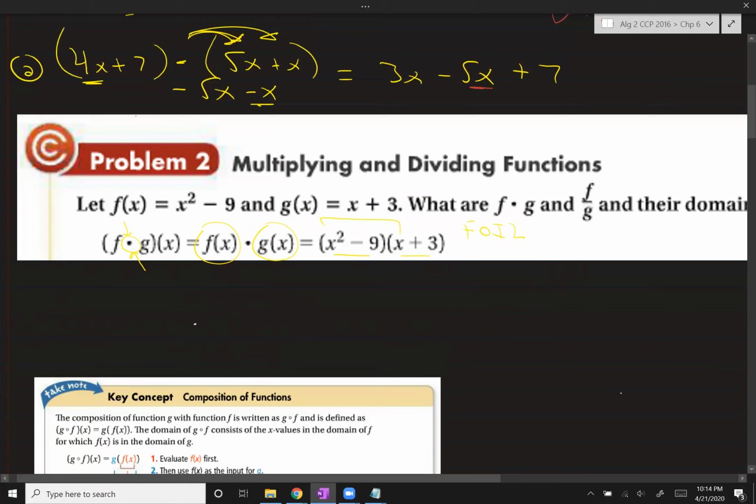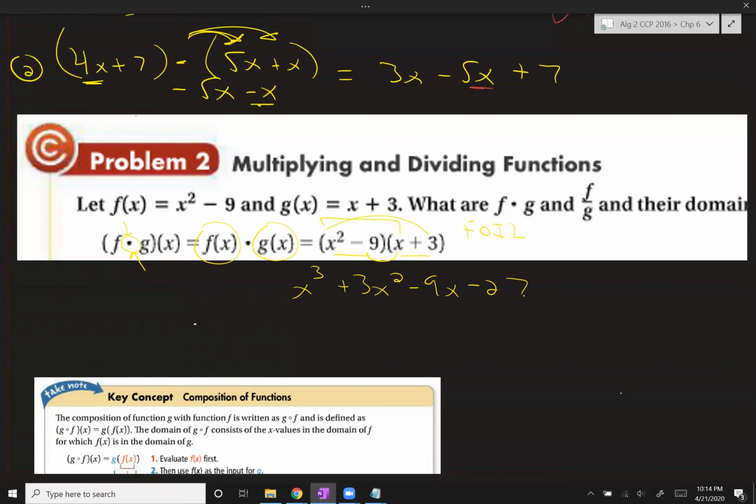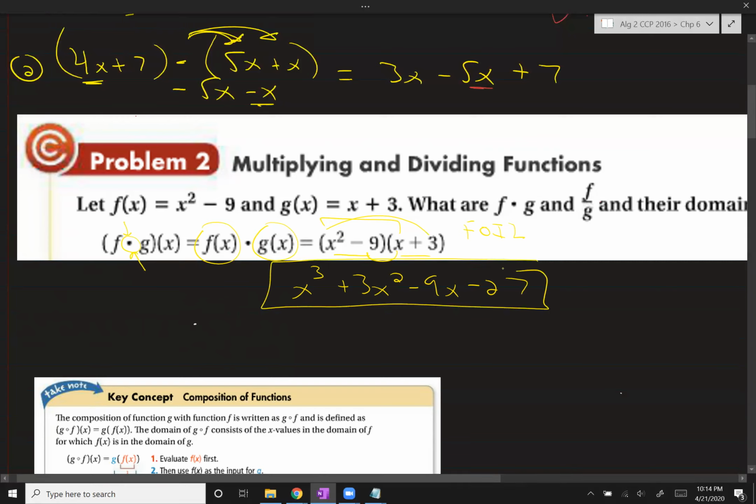Okay, so we're going to take the first, now it becomes x cubed. We're going to take the outside, which becomes 3x squared. We're going to take the inside, which becomes minus 9x, and minus 27. So this is the result of multiplying. As we take a look at the domain, we know the domain for x squared is going to be all real numbers because it's a parabola, and we'd already discussed that x plus 3 is a line, and when we get up to x cubed, it's still going to be all real numbers.